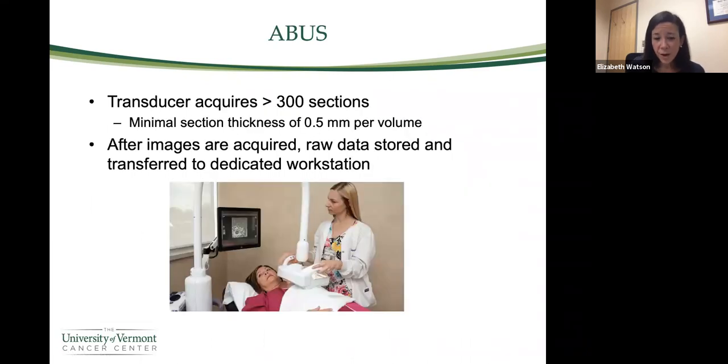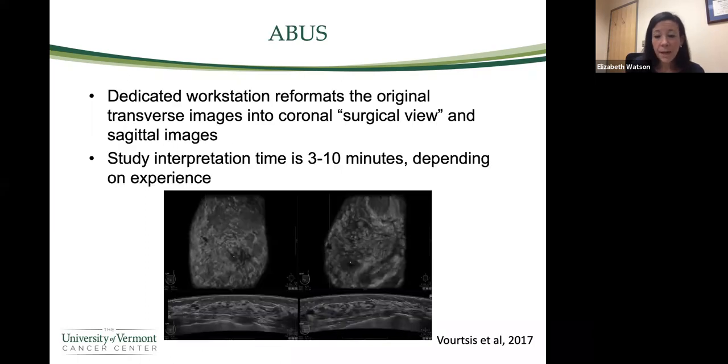So the machine is acquiring many, many sections, over 300 sections, which is a fair amount of images. So after these images are acquired, the data is stored and it's sent to a dedicated workstation where we as radiologists sit and look at all of the images. Once the data is obtained from the patient, it's sent over to the workstation. And these are what the images look like.